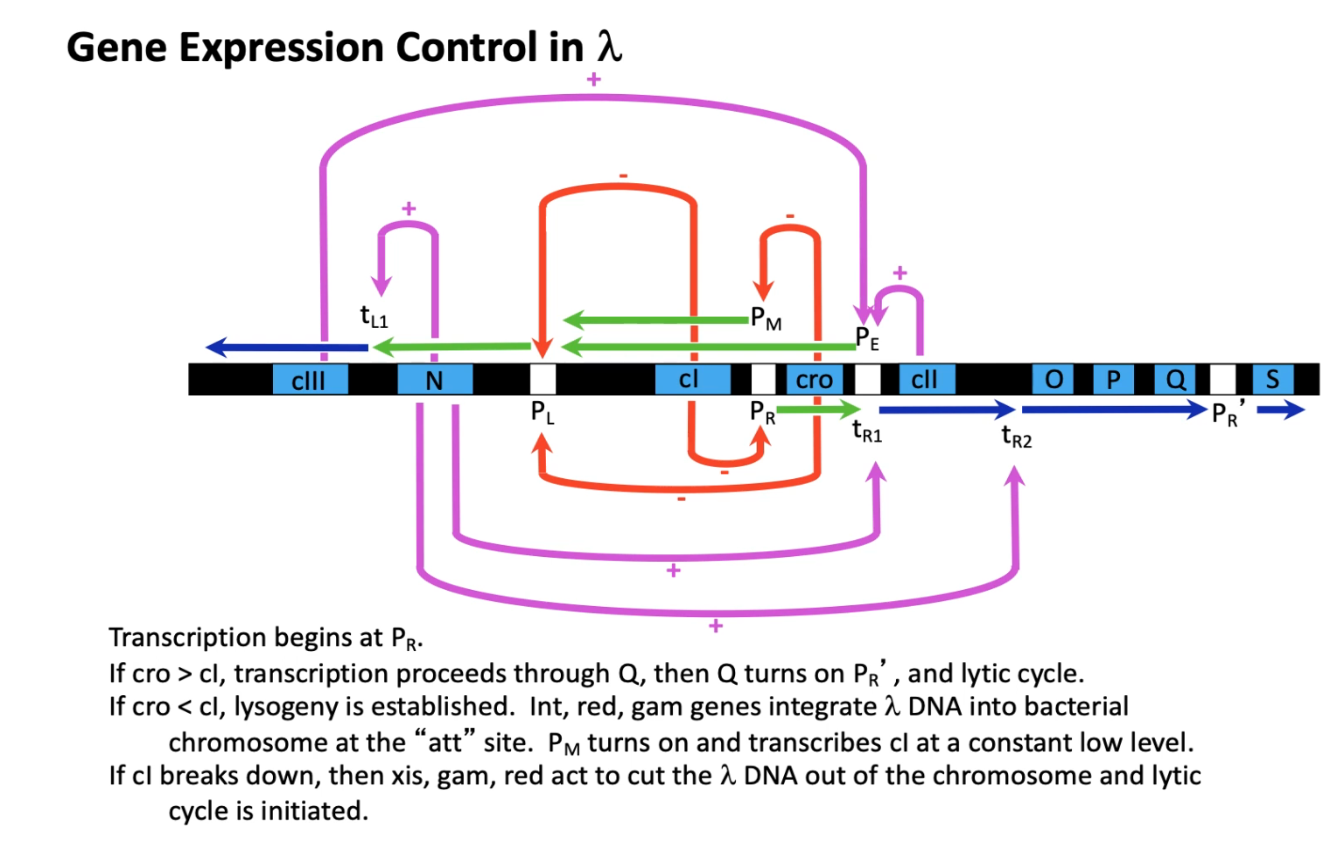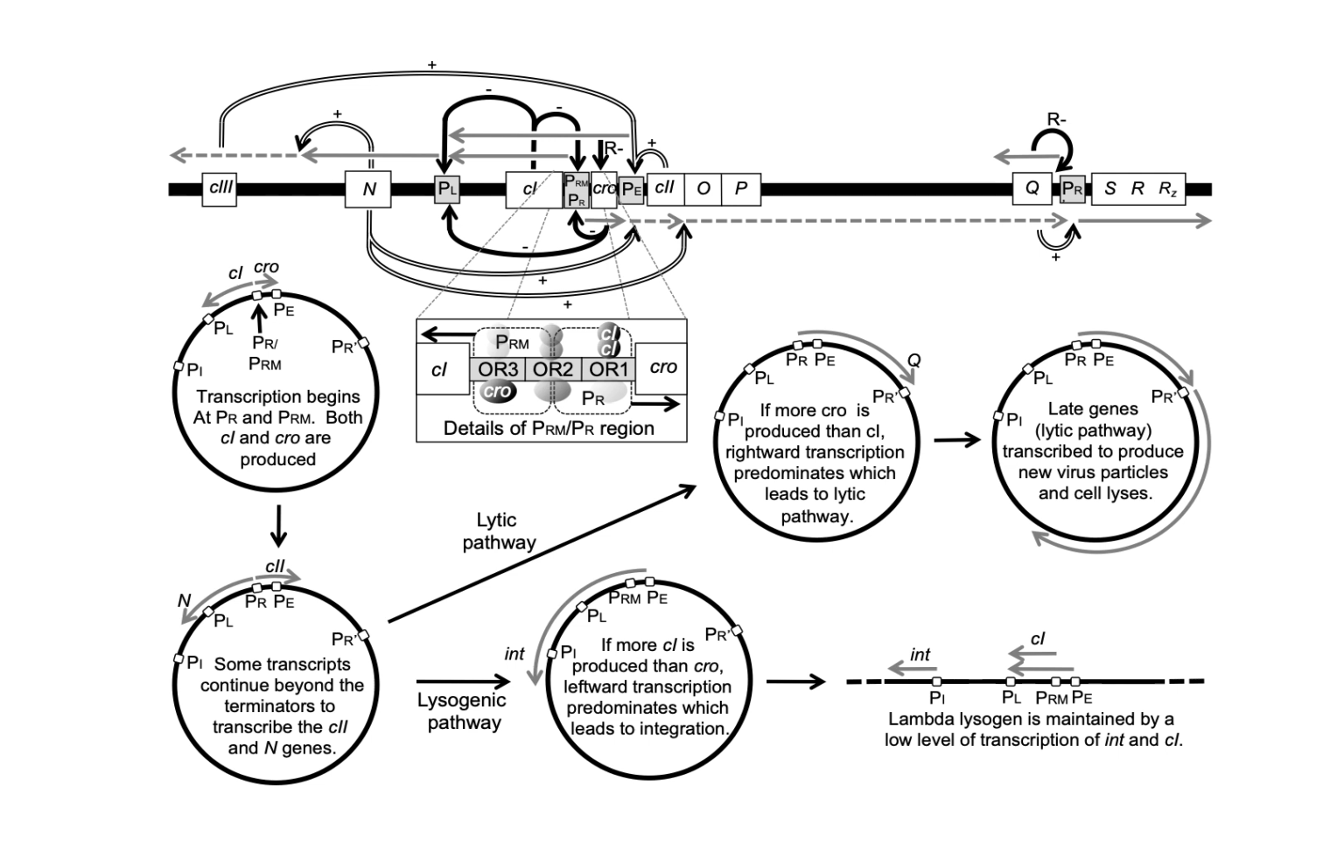So depending on the relative proportions early in the infection of C1 and CRO, that really determines the direction of transcription and whether you go towards the lytic type of growth, forming more lambda particles and lysing the cell, or whether you go to the lysogenic direction, remaining integrated in the host cell chromosome. So this diagram provides a little more detail on that process.